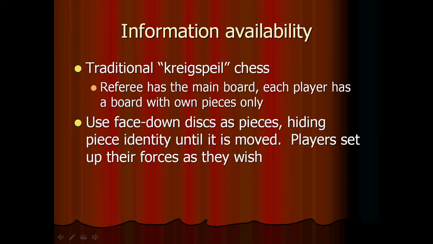Information availability. The traditional Kriegspiel chess. You have two players, one just has his white pieces, the other just has his black pieces. They can't see each other's boards, and there's a referee who can see both their boards, but they can't see the referee's board. He keeps track of where all the pieces are. When a player moves a piece such that it interacts with a piece of the other player, the referee tells him.